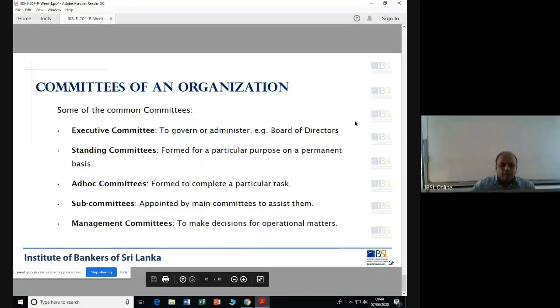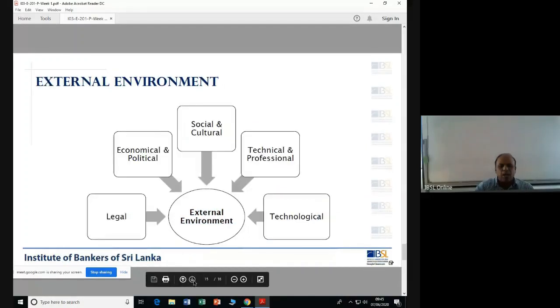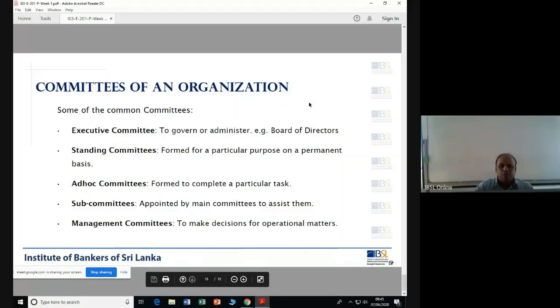So lastly, we come to the last topic of this chapter, the internal environment of an organization, which, as I mentioned earlier, is made up of managers, employees, and the entity's nature and culture. But how are these managed within an organization?